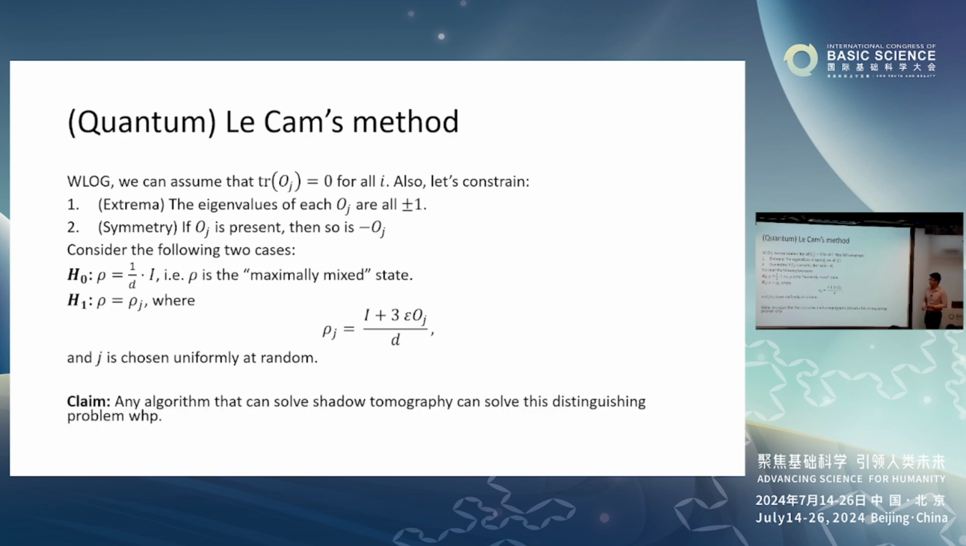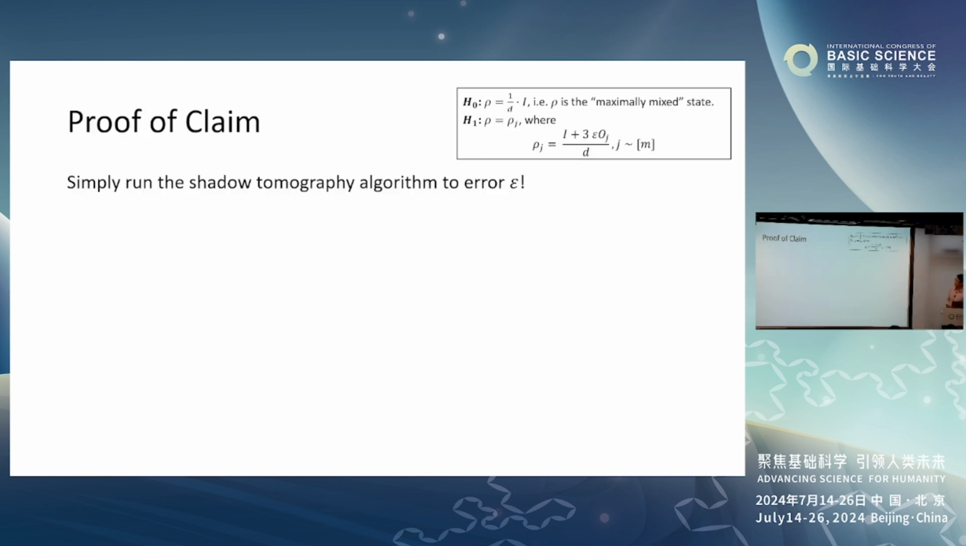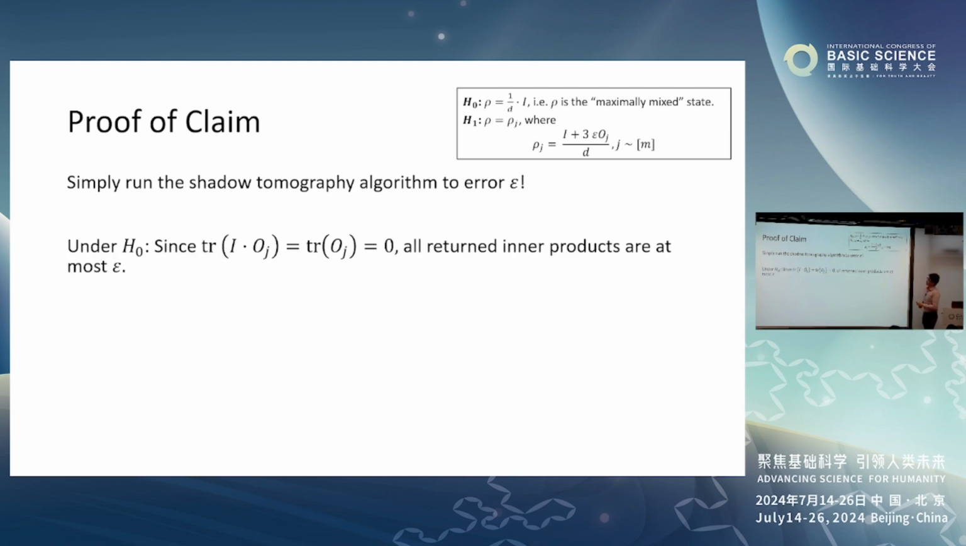And the claim is that if I can solve shadow tomography, I can solve this distinguishing problem as well. This is a fairly straightforward calculation, so I'm just going to do this now. So these are the two states I've defined. Let's run our shadow tomography algorithm.